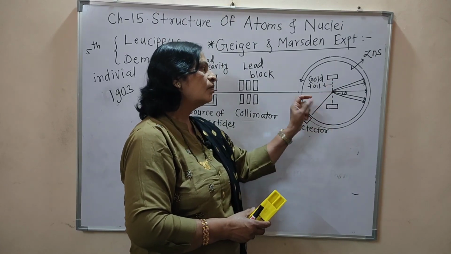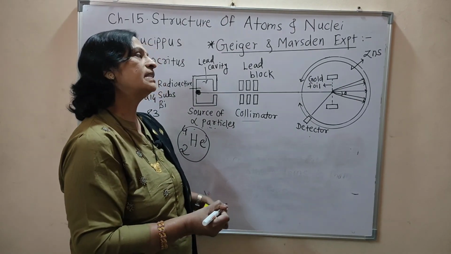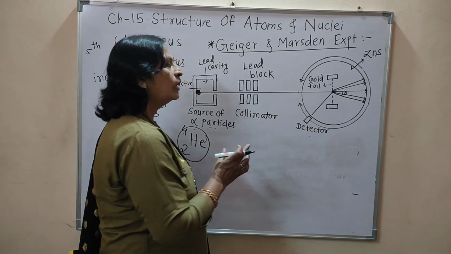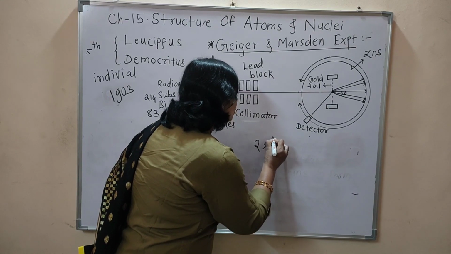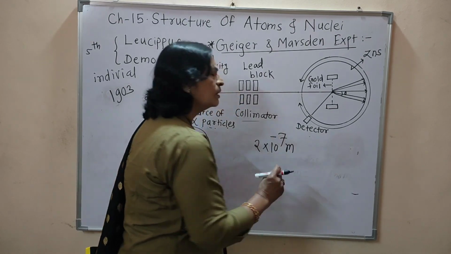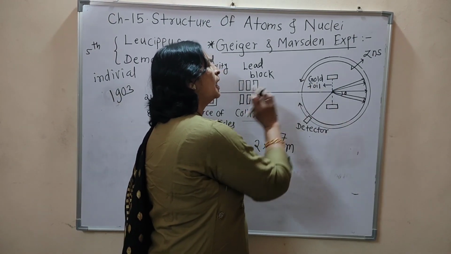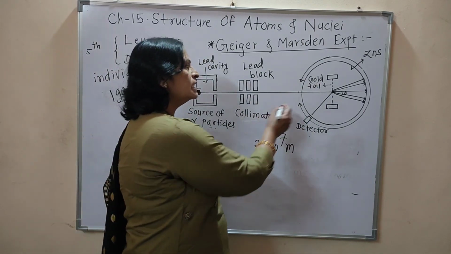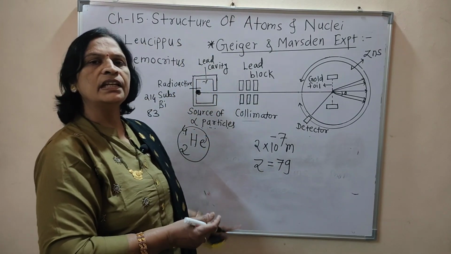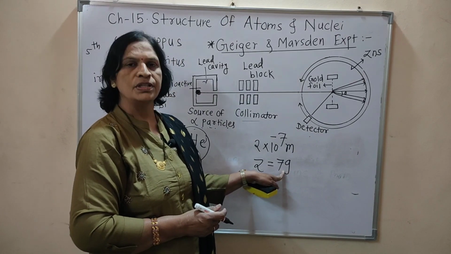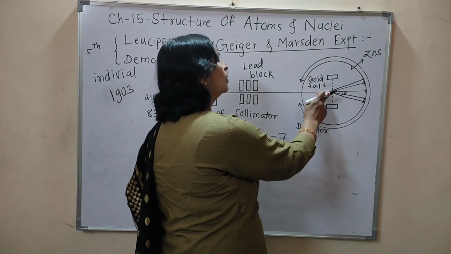Here the gold foil is there. Why is gold foil used? Gold is the most malleable substance, and due to that we can make thin sheets of gold, with a thickness of 2 into 10 raised to minus 7 meter, so very thin sheets can be made. And the atomic number of gold is 79, meaning it contains 79 protons. Then the alpha particles bombard that gold foil.